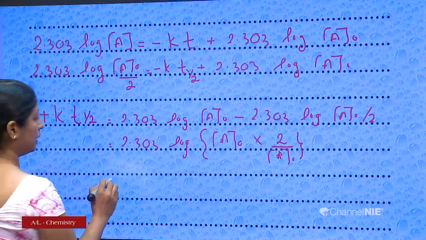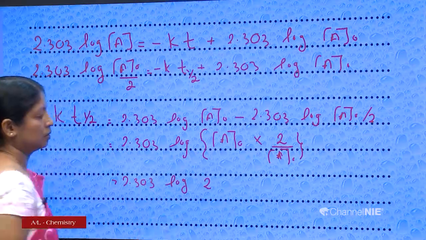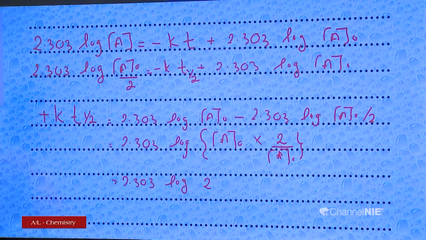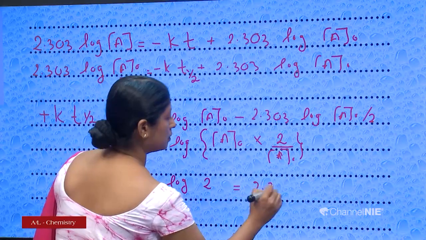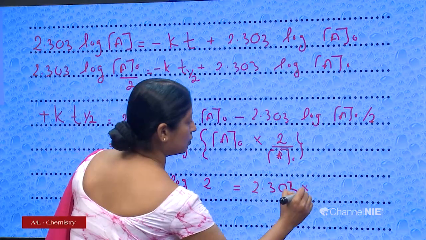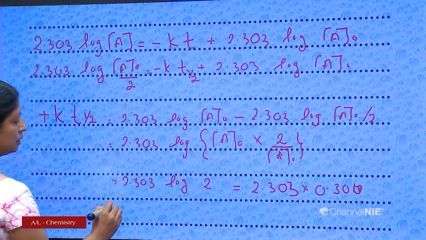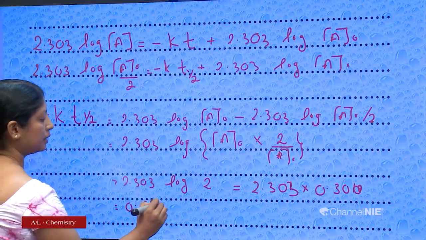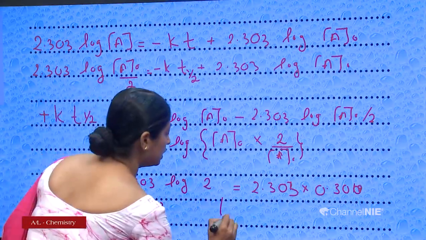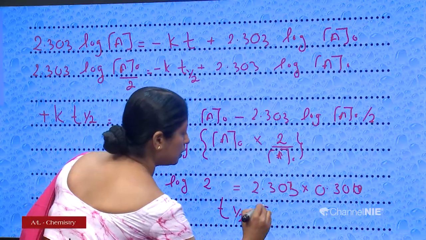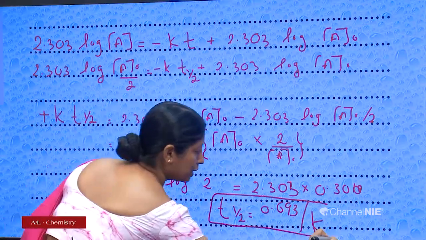When you simplify, you will end up with 2.303 log 2. Already we came to know log 2 is 0.3010. So, when you simplify this one, you will end up with 0.693. We are asked to get the expression for half life. So, then our expression will be half life equals 0.693 over K. So, this is the expression for the half life.